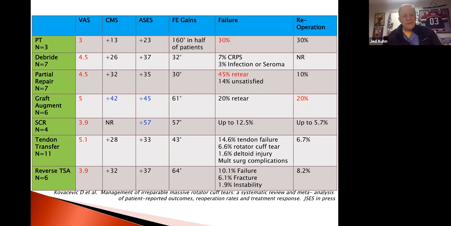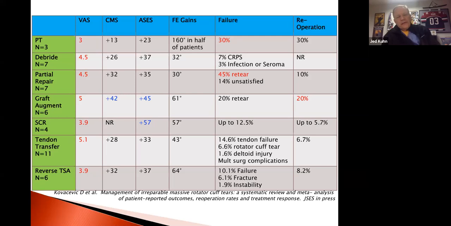Graft augmentation actually does pretty well. Huge gains that meet the minimally clinically important difference for the Constant score and the ASES score, 20% re-tear rate. Superior capsular reconstruction, again, big gains in the ASES score. Failure is up to 12% in the literature. I think that's similar to graft augmentation.